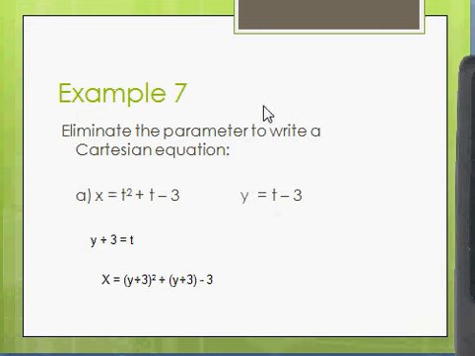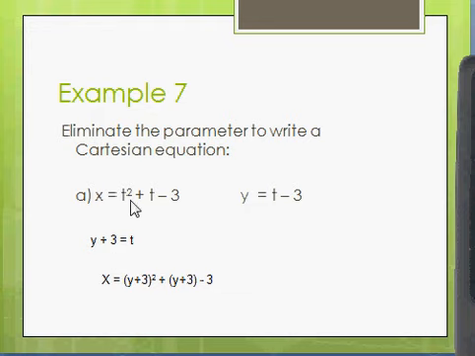So back to the question at hand here. Eliminate the parameter to write a Cartesian equation. Well, one way to do that when it can be done is if one of the equations can simply be solved for t, you can do a substitution. Here, this one would be difficult to solve for t, but if y equals t minus 3, we can just add 3 to both sides and get that t is y plus 3.